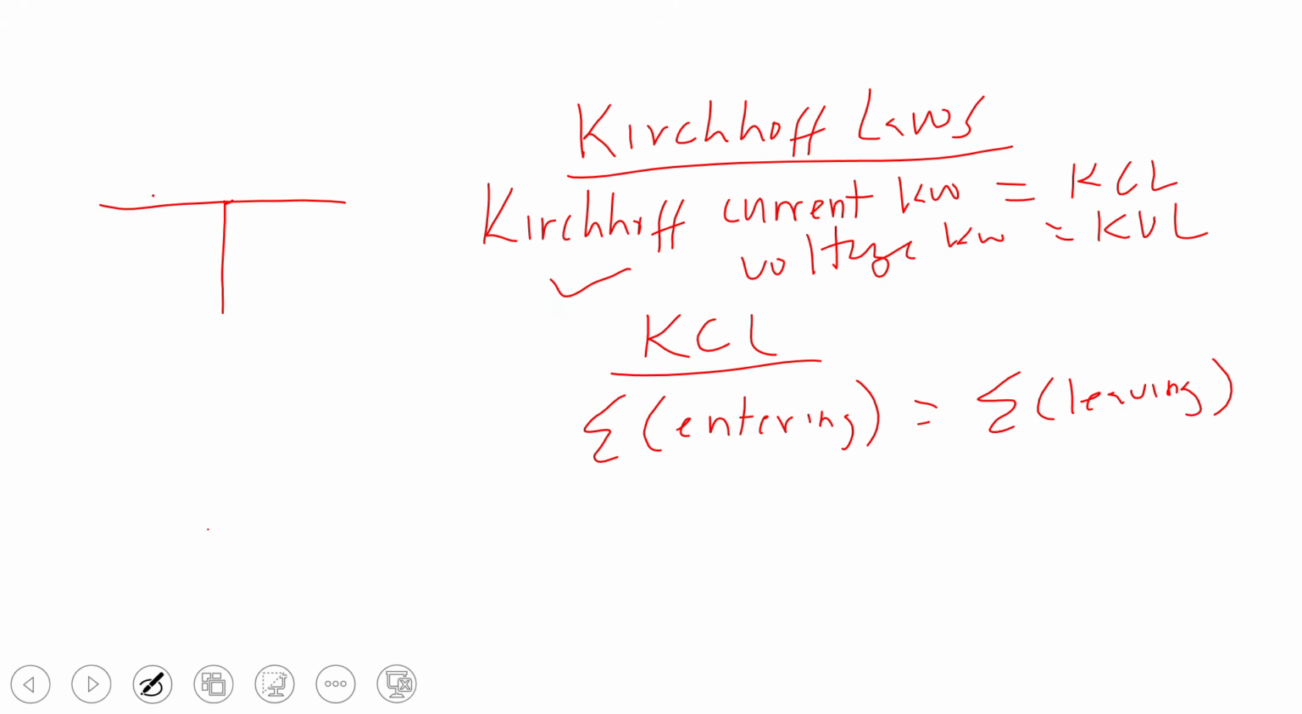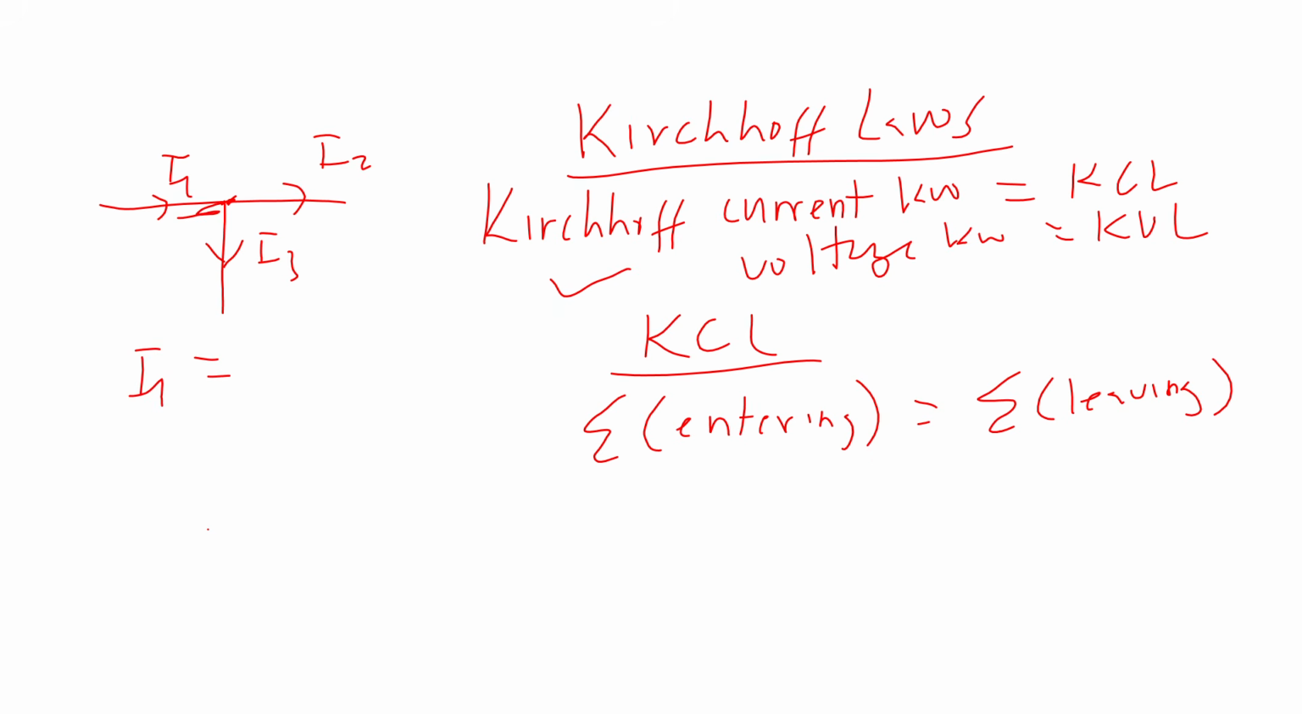Like let's say this point. Let's say you have here as I1, you have here as I2, and you have here as I3. This is a junction because the current will split or come together at that point. So according to KCL, at this junction, the current that is entering the junction, you can see I1 is entering the junction. So I'll say I1 should be equal to, you see, I2 is leaving the junction and I3 is leaving the junction.